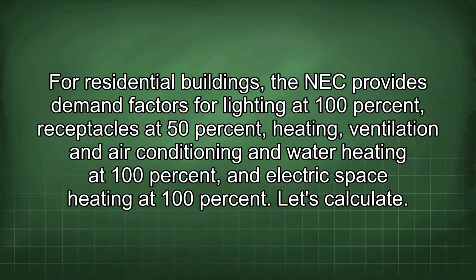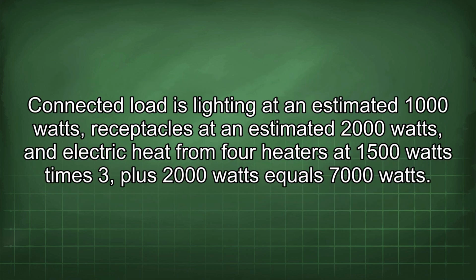Let's calculate. Connected load is lighting at an estimated 1000 watts, receptacles at an estimated 2000 watts, and electric heat from 4 heaters at 1500 watts times 3 plus 2000 watts equals 7000 watts.